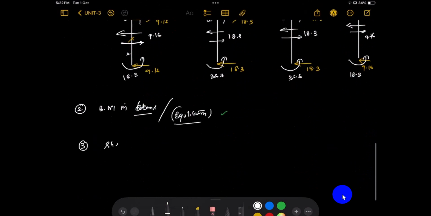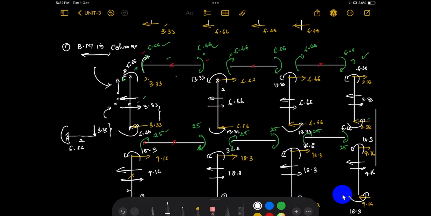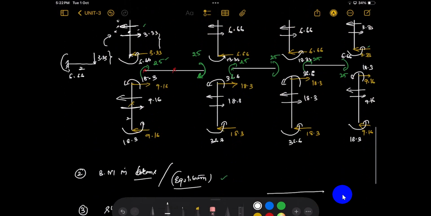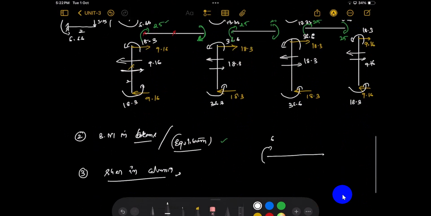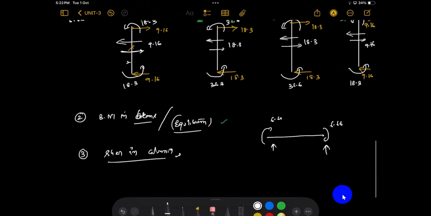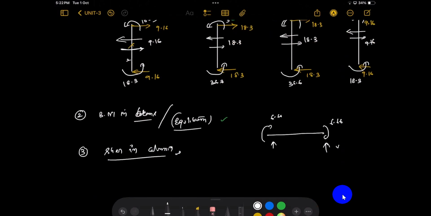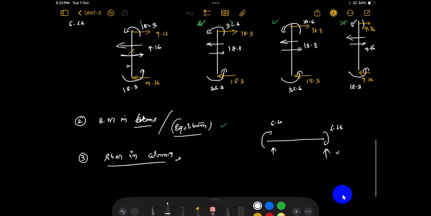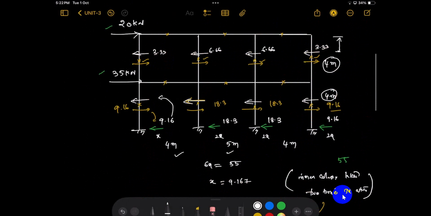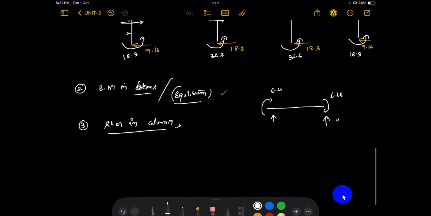Shear in column. I will explain this column. This is the column free body. What are the bending moments here? This is 6.66, here 6.66. So you can put shear V and write the equilibrium equation. What is this length? This length is the span length, 4. This is 5, this is 4.